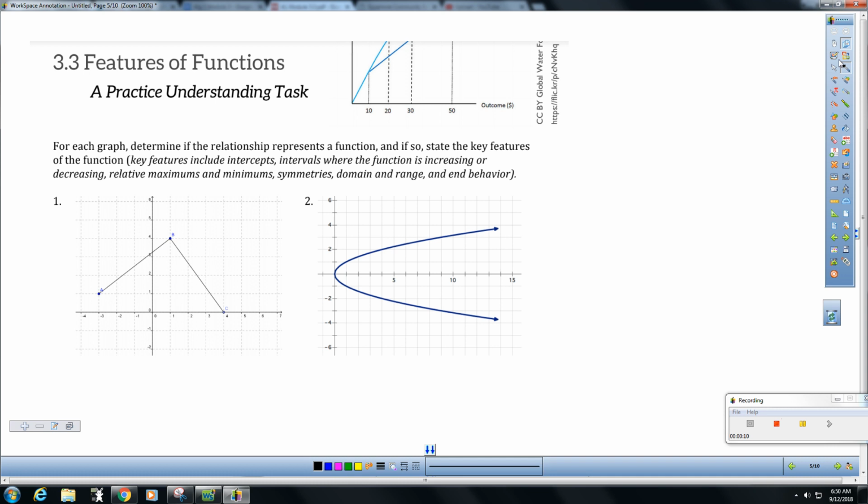Alright, this is 3-3, and we're really going to focus on functions here. What do you guys know about functions? Well, this is the moment when we try to get the pen to work on the ViewSonic.